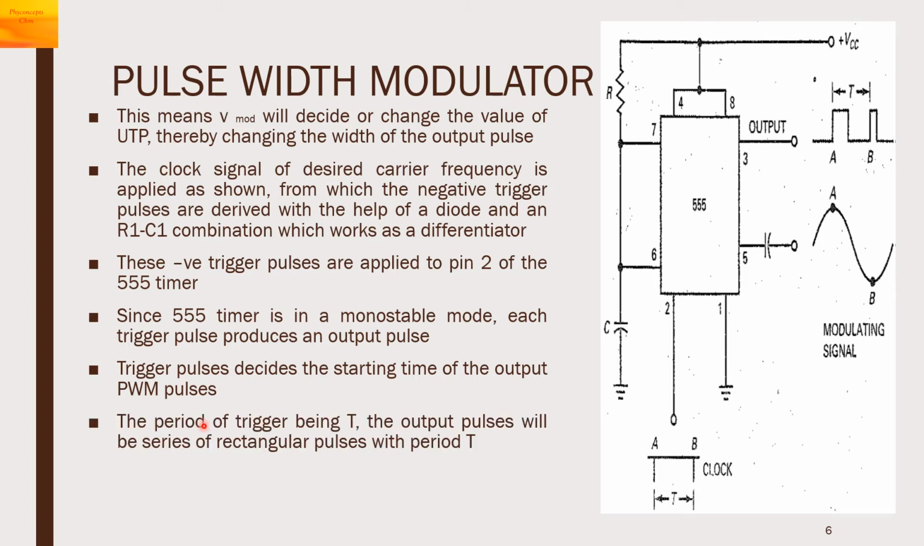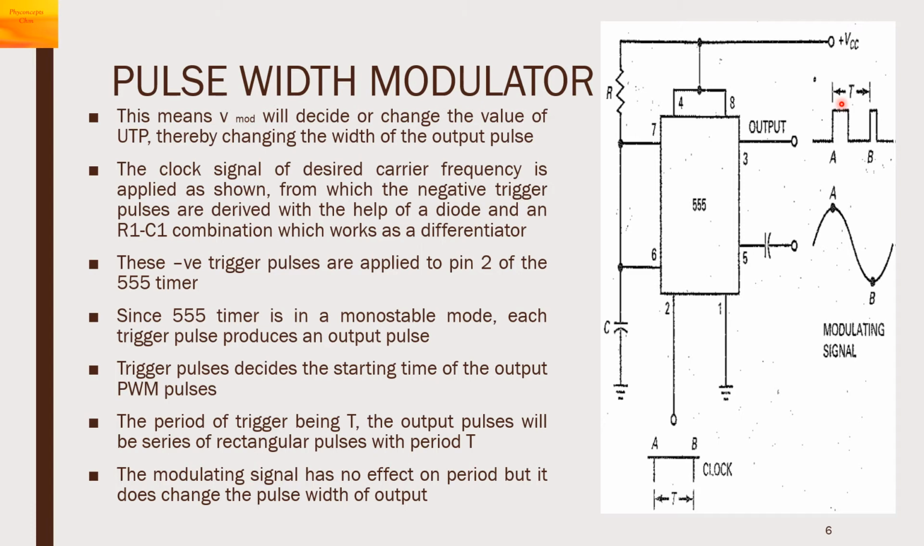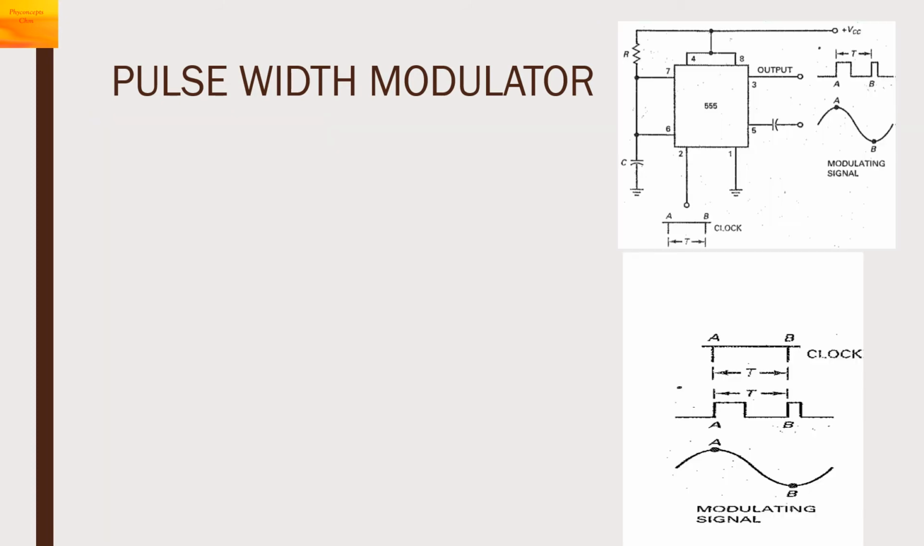pulses. The period of the trigger being capital T, the output pulses will be a series of rectangular pulses with period T. So the same time period of the clock pulses you will get at the output also. The modulating signal has no effect on the period, but it does change the pulse width of the output. So total time period will not be affected, but the pulse width, the on time, will be affected. Hence, the output at pin number 3 is the desired PWM signal.